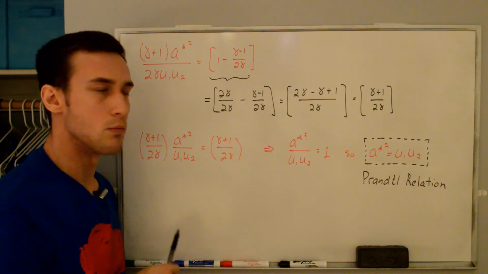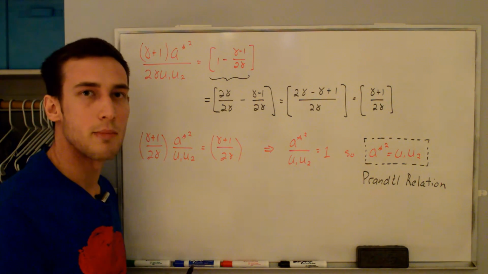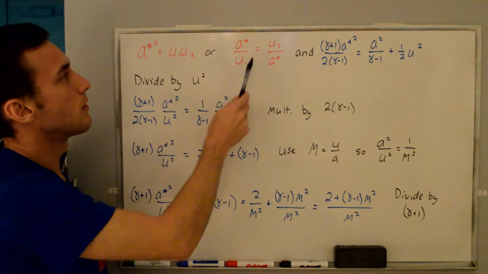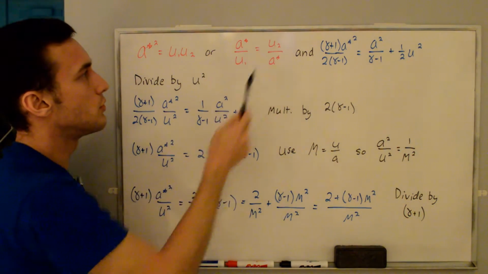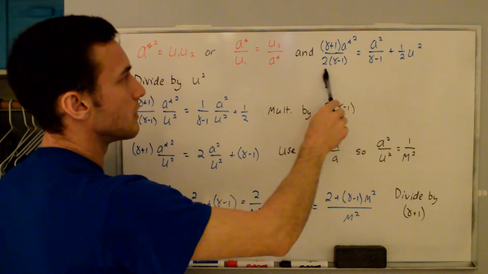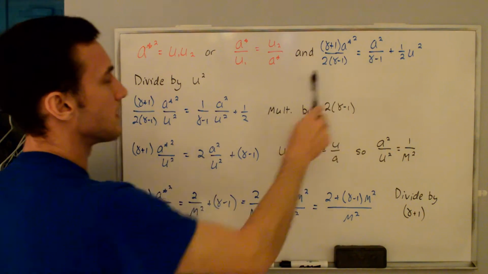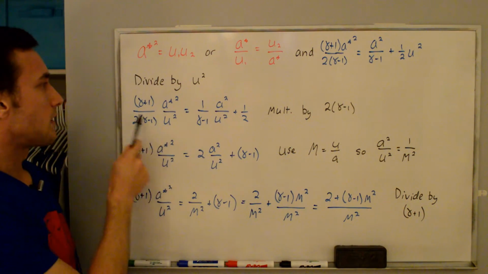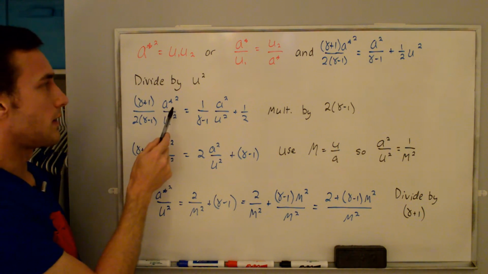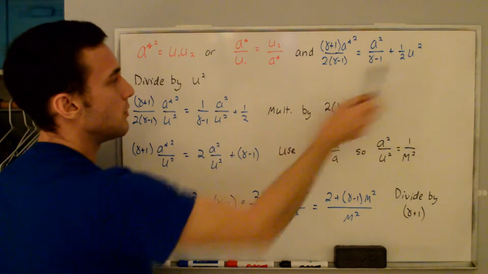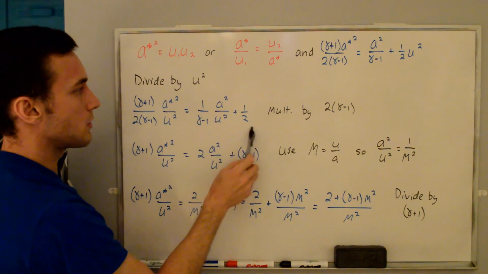And now we can get moving with solving for the downstream Mach number. So here's the Prandtl relation up here, and if we rewrite this, we can get it in the form of a star over u1 is equal to u2 over a star. And if you recall the energy equation rewritten over here, this is that constant. Then if we divide this equation by u squared, we get this form over here. All I've done is divide the left-hand side by u squared, the right-hand side by u squared, and that 1/2 u squared, the u squared cancels out, so we just have plus 1/2.